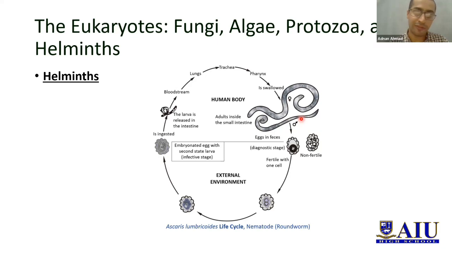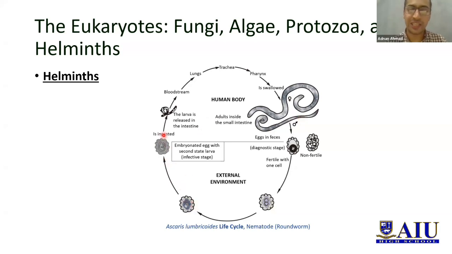So you may have eggs. They lay eggs, so you may have eggs on your food. You may have eggs on your hands, which you cannot see. They are very tiny. And when you consume the food with your dirty hands, you may get this infection of these worms.